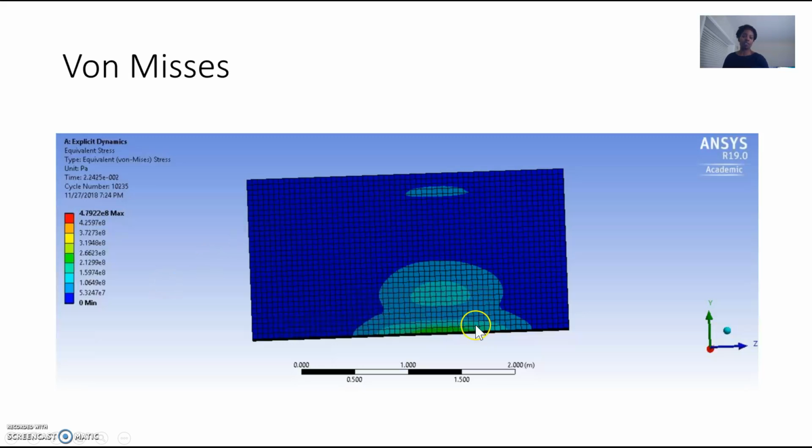So here's clearly where the car is hitting it from the front, and then you also have some variation in stress here.